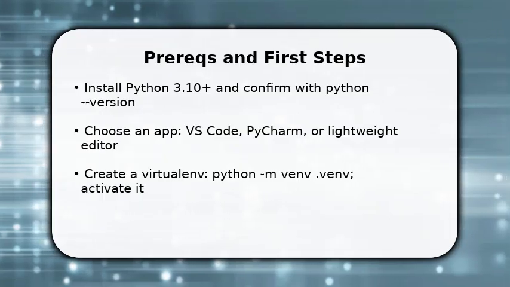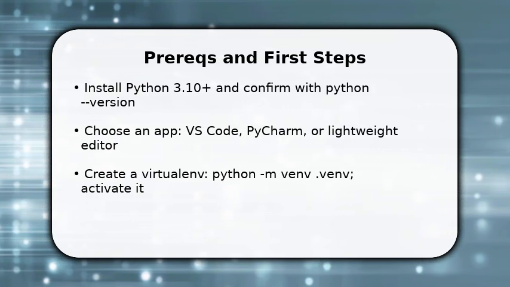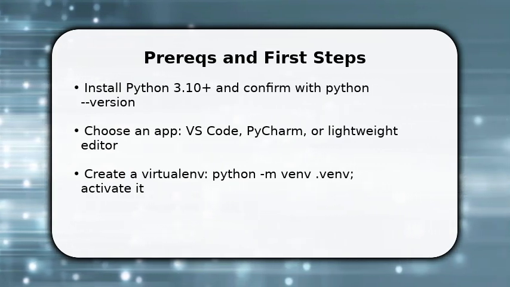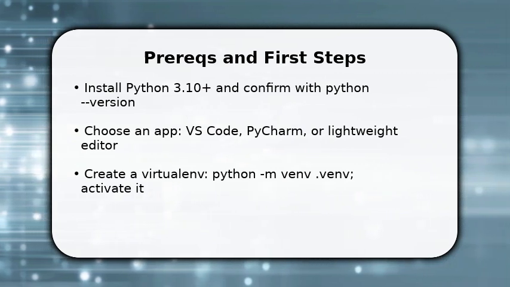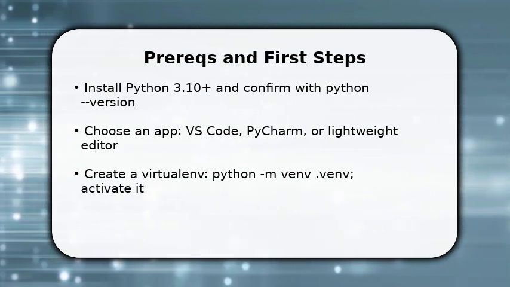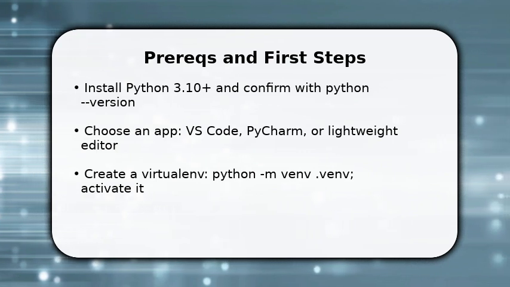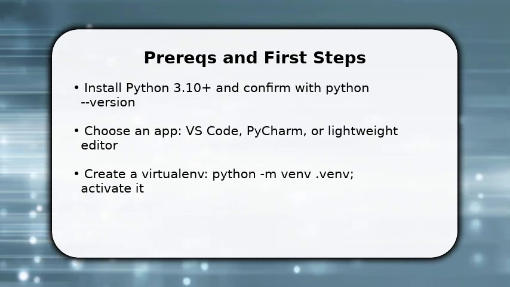You start by getting essential prerequisites out of the way so nothing blocks you. Install Python 3.10 or newer and verify the version. This ensures consistent behavior. Next, pick your coding app, VS Code for extensibility or PyCharm for integrated tools, because your workflow depends on it.